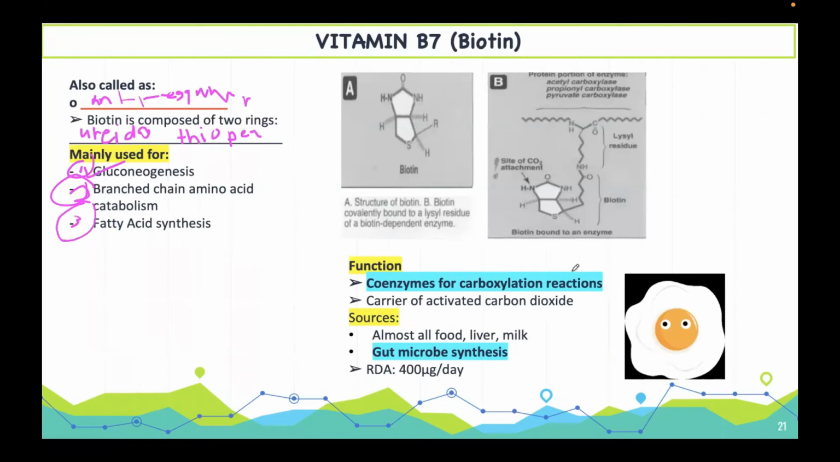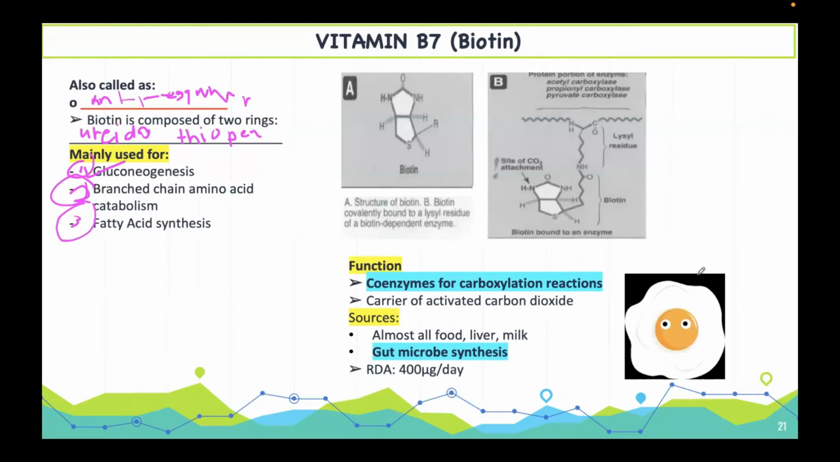So sa next slide, papakita po natin yung different enzymes involved with the carboxylation reactions. But to discuss it, the main function of your vitamin B7 is it is mainly involved in the coenzymes for your carboxylation reaction. Also, it serves as a carrier of activated carbon dioxide. So the food sources of your vitamin B7, mostly sa lahat naman ng mga food na ini-intake natin that is incorporated in the diet, meron po yung vitamin B7. But this substance is very rich in the vitamin B7 or your biotin.